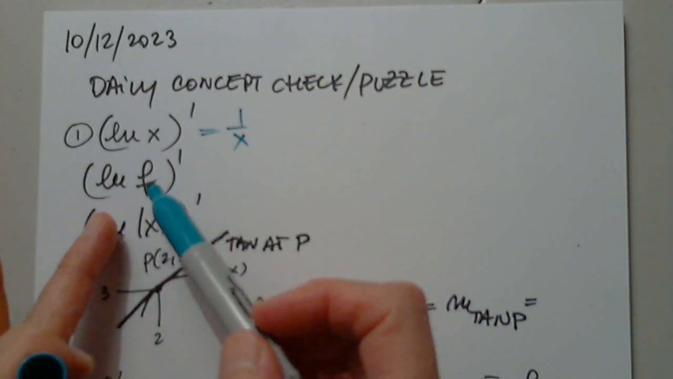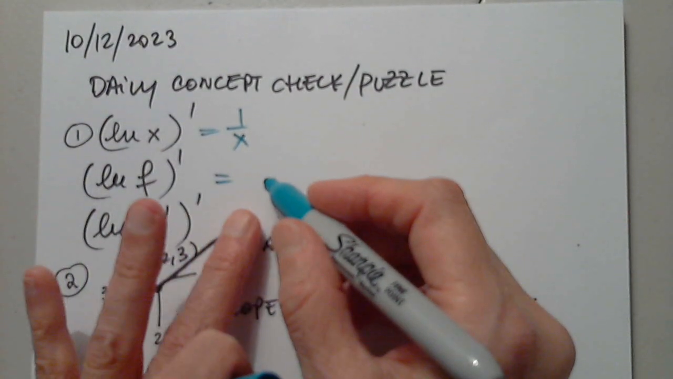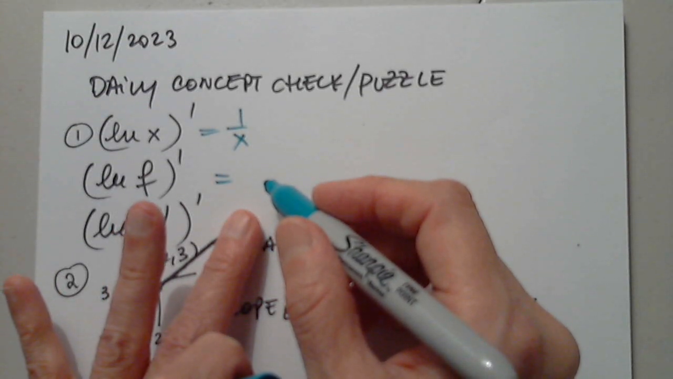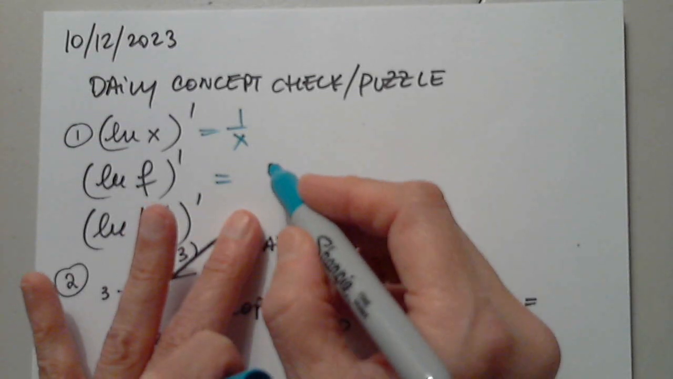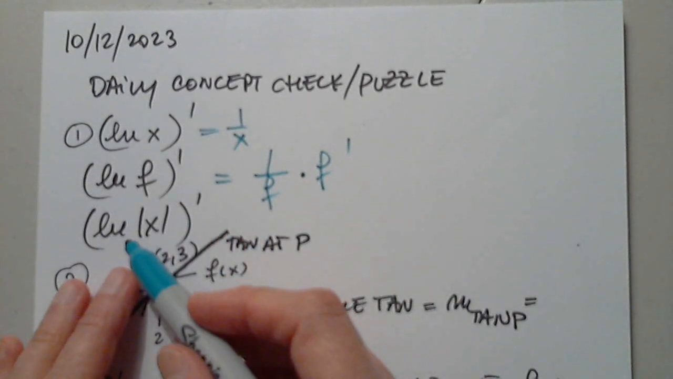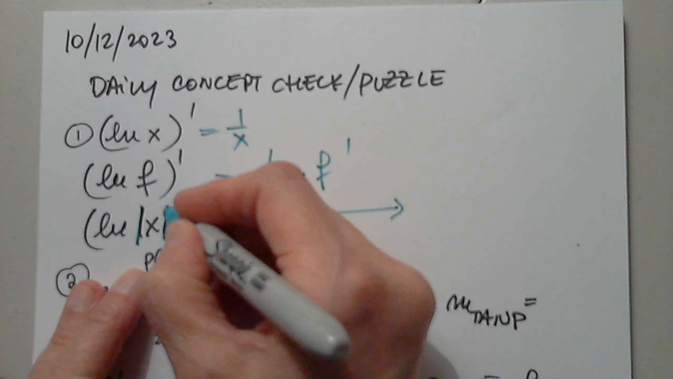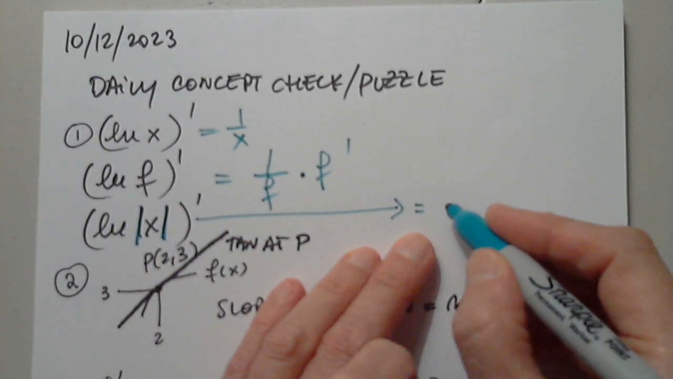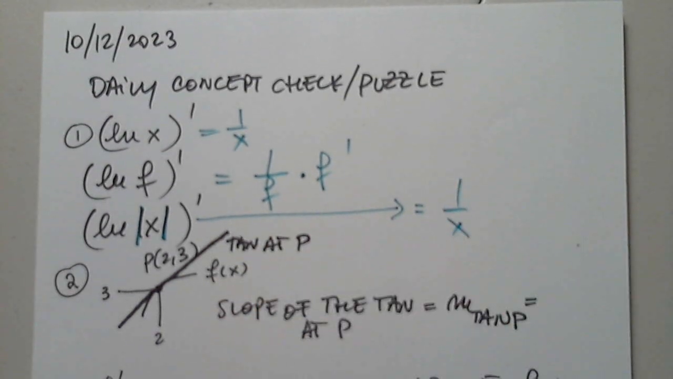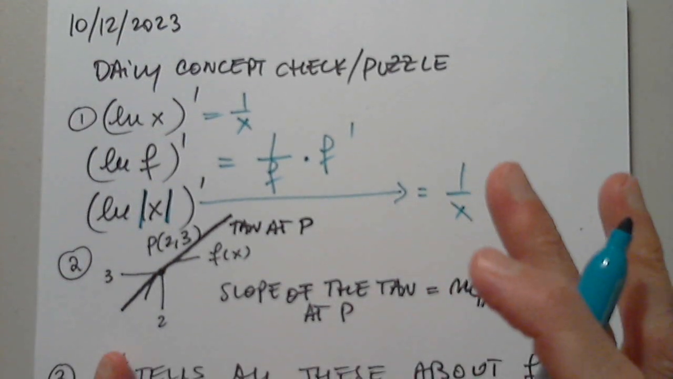Can anyone tell us how to differentiate natural log of f? Please, anyone? Yes? 1 over f times f prime. Brilliant. Awesome. And this one? Natural log of the absolute value of x, prime. I don't have enough room there, so that's 1 over x. That's it. Awesome. Excellent. Now, I would like us to make sure that this is also carved in stone.